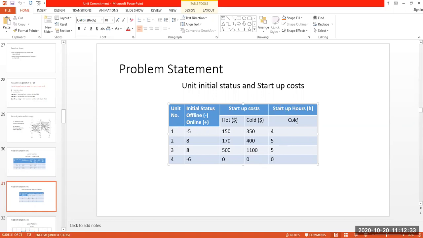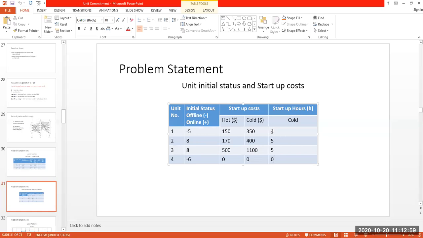It is cold. That means this unit becomes cold once 4 hours has elapsed. This unit becomes cold once 5 hours has elapsed, and so on. Is it clear? The third one is saying 5 hours is required until the unit reaches the ambient temperature, or you can consider it to be cooled down completely.